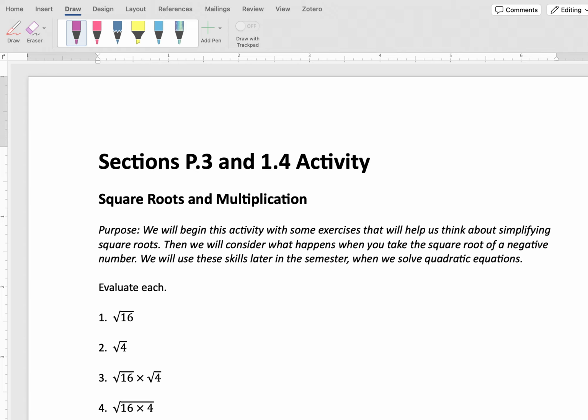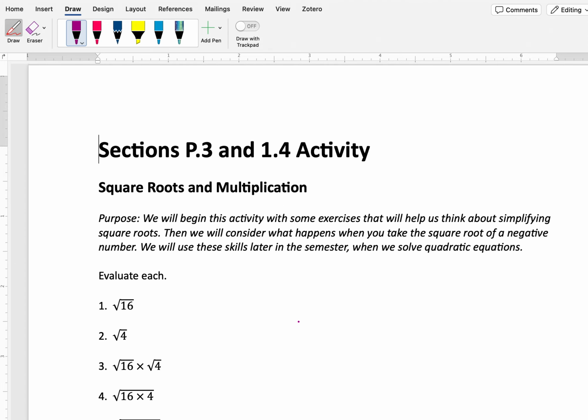In this video, for sections P3 and 1-4, we're going to talk about square roots and multiplication. So in this set of sections, we're thinking about simplifying square roots and also taking the square roots of negative numbers, which we're going to use a little bit later in the semester.